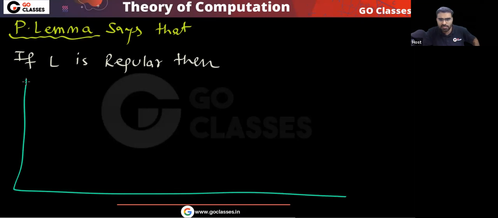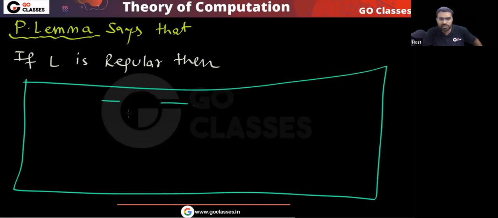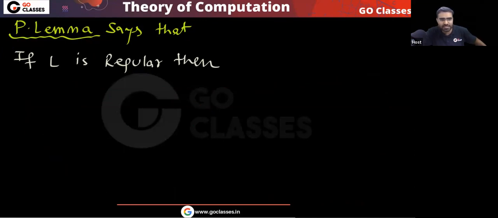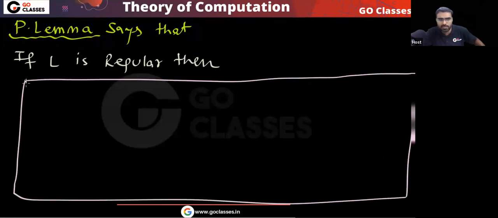If L is regular, then something will happen. This is what the pumping lemma says. This is a theorem, and it says that if L is regular, then definitely this something will happen. Now, what is this something? The pumping lemma says that if L is regular, then L has a magical number P.